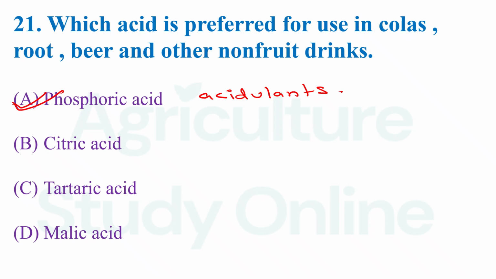Citric acid is used in fruit flavored drinks. Tartaric acid is found in grapes, in some beverages and bakings, and malic acid gives a smooth sour taste like in apple based beverages. So over here the correct option should be option A, that is phosphoric acid.